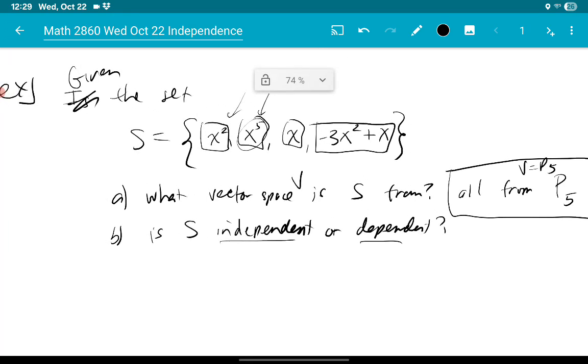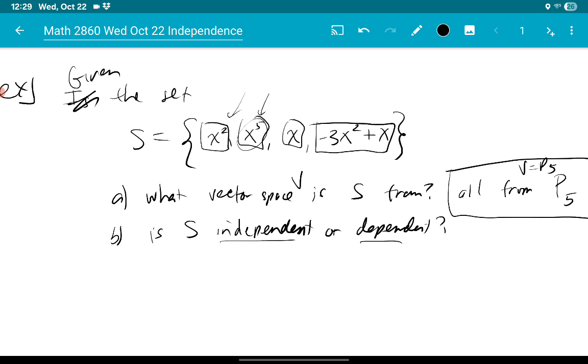Well, remember the definition. If we can write any of these objects as a linear combination of the others, it'll be dependent. If we can't do that, it's independent. Keep in mind, you're only allowed to take linear combinations. That means you can multiply these objects by scalars and add them. You're not allowed to multiply them together. So I can't multiply an x squared times an x to get an x to the third. I can just multiply them by numbers and then add them.